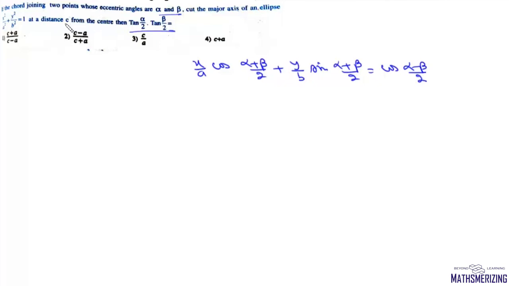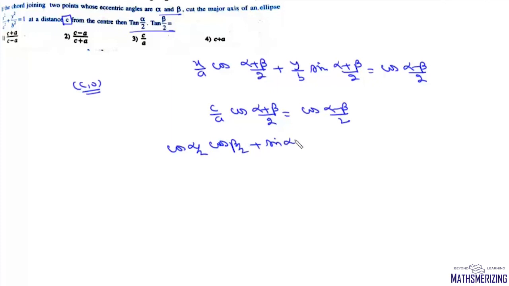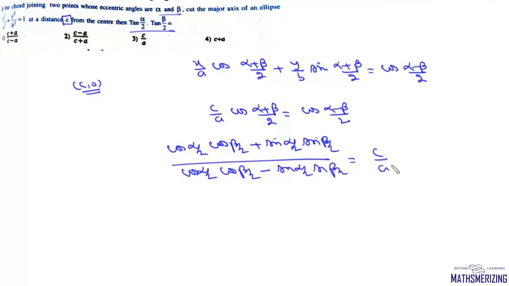Now this chord, it intersects x-axis at a distance c from center. So that means it will pass through c comma 0. So we'll put x as c and we'll put y as 0. So we'll get c upon a cos alpha plus beta upon 2, and it will be equal to cos alpha minus beta upon 2. So we'll take on the right hand side, we can write cos alpha by 2 cos beta by 2 plus sin alpha by 2 into sin beta by 2 upon cos alpha plus beta by 2. So it will be cos alpha by 2 cos beta by 2 minus sin alpha by 2 sin beta by 2, and this value is equal to c upon a.